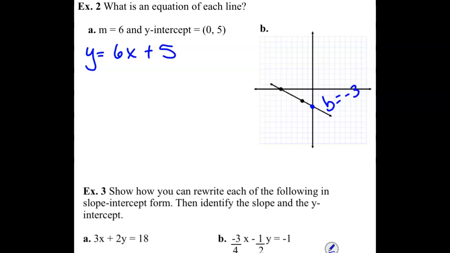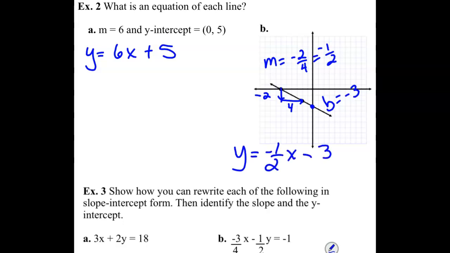So we are actually going down, right, and over. So if we count grid spaces, we are going down 2, and we're going to run 4. All right, so our slope would be -2/4 or -1/2 if we reduce it. So the equation for this line, y equals -1/2 x minus 3. Okay.